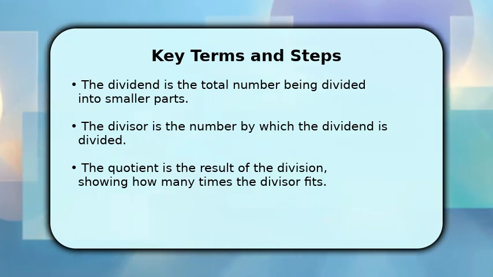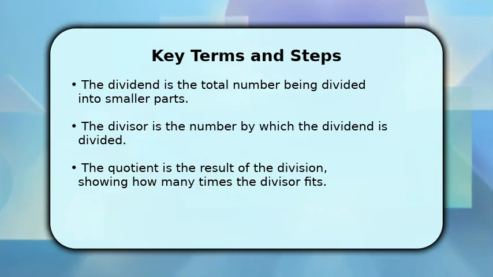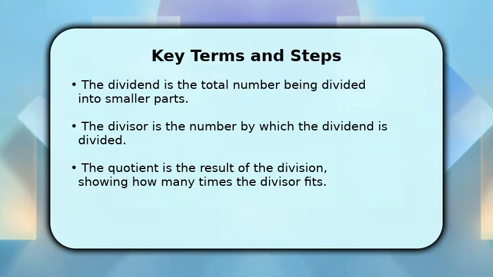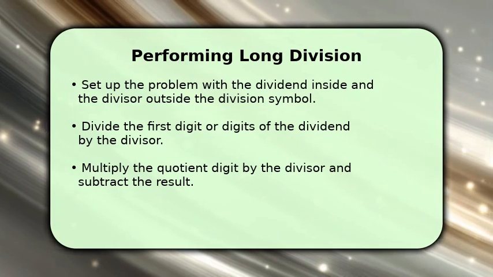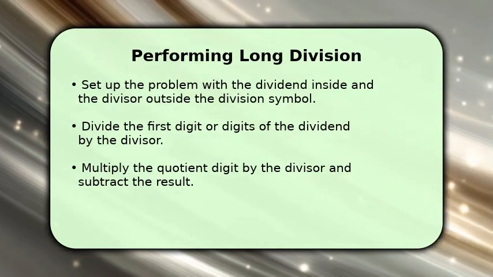Sometimes there's a number left over that cannot be evenly divided. This is known as the remainder. For example, dividing 23 by 4 gives a quotient of 5 with a remainder of 3. Long division is a systematic way to divide larger numbers.